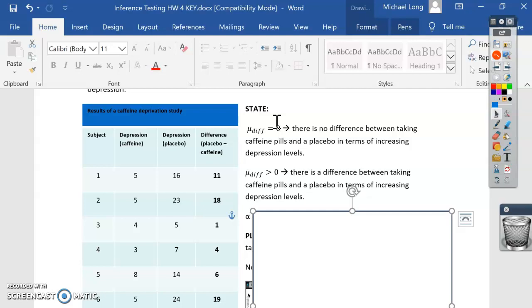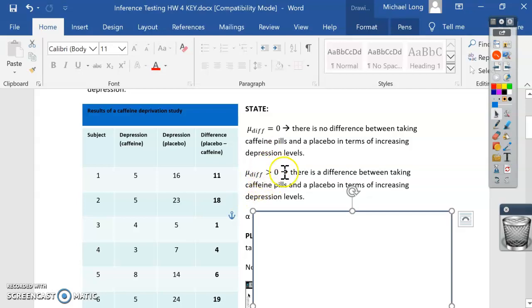If there is an increase in depression level, then the mu diff would be greater than 0, meaning that the difference between the depression level with caffeine and the placebo would be positive, greater than 0. So this is the only difference here. We're going to use mu diff, and the null will always be equal to 0 when it's a matched pairs test. And then the alternative for mu diff will be either less than, greater than, or not equal to, depending on the situation.